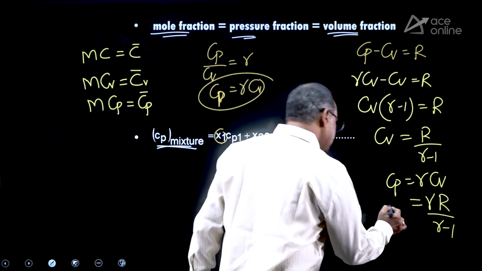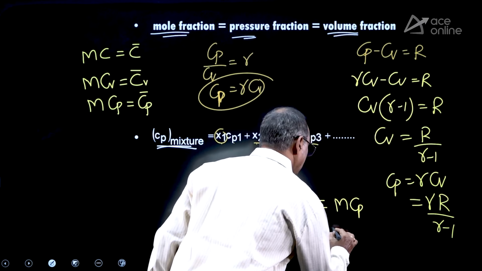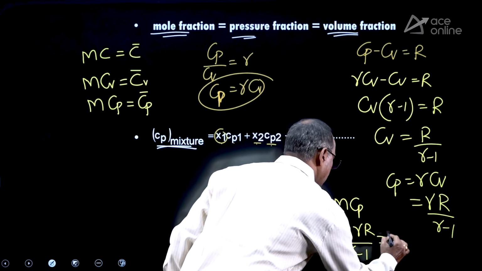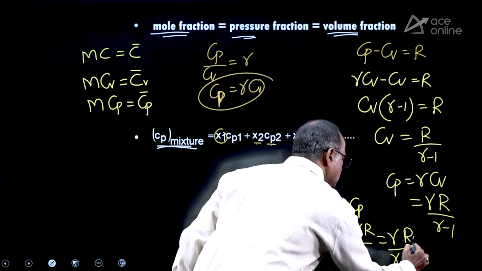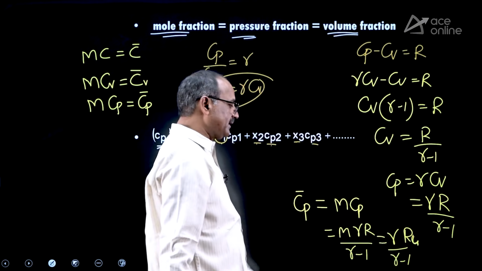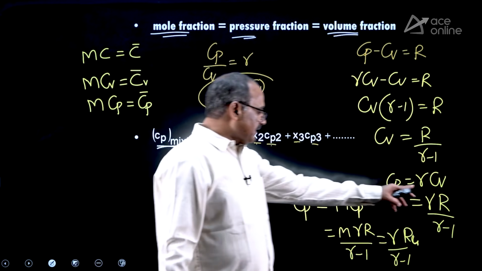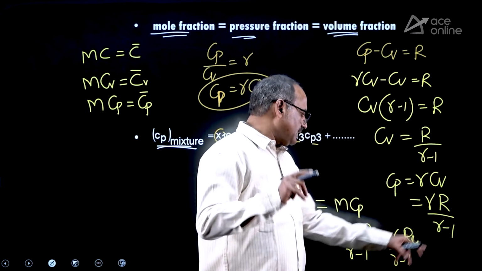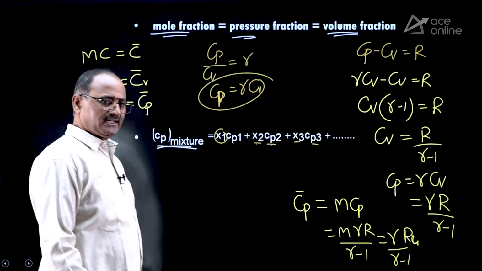Now here I can also write Cp bar like this. Cp bar equals what? Right, m into Cp. Cp equals what? Gamma R by gamma minus 1. Let me write gamma by gamma minus 1 outside. What is the product of molecular weight and gas constant? Universal gas constant. That means the molar specific heat at constant pressure equals gamma Ru by gamma minus 1, whereas the specific heat equals gamma R by gamma minus 1. Here gamma is the adiabatic index, which depends on the type of gas. R is the characteristic gas constant, the property of the material or the gas, whereas Ru is the universal gas constant.